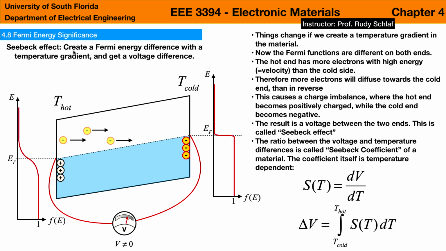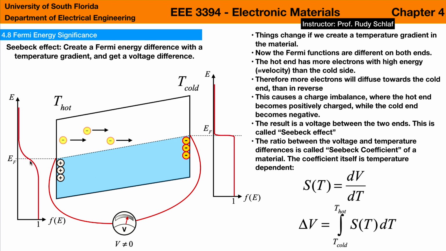With the Seebeck effect, we can create a Fermi energy difference by establishing a temperature gradient across the material, and that causes a voltage difference. How does this work? Well, on the hot side of the material, we get a Fermi-Dirac function that is spread out, while on the cold side, it's closer to being a step function.